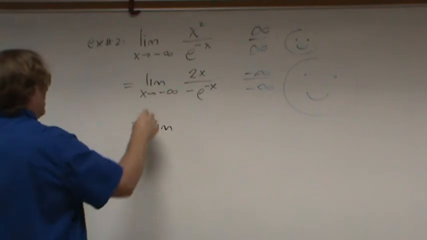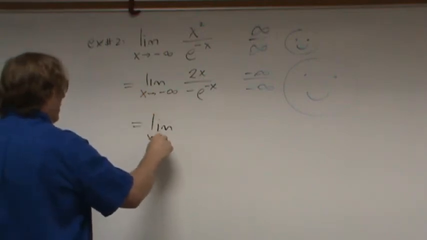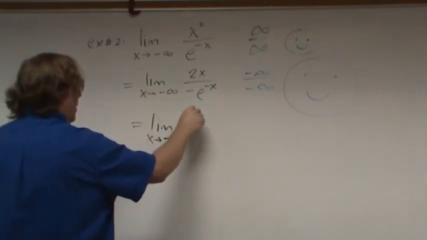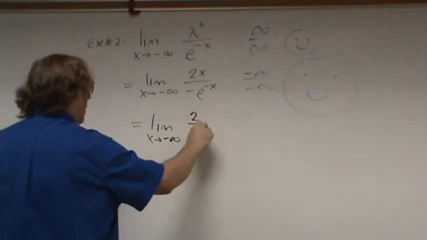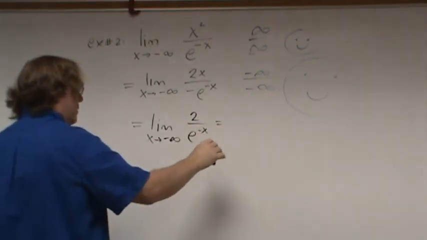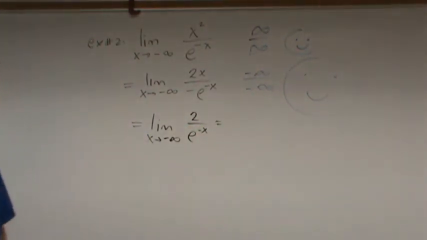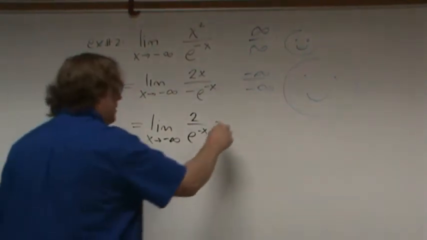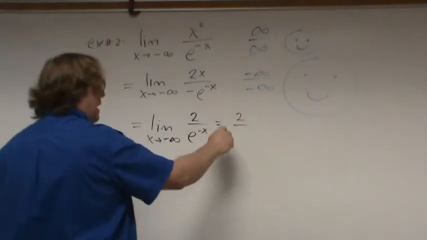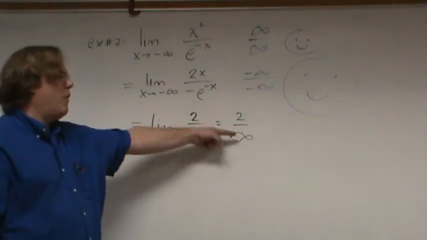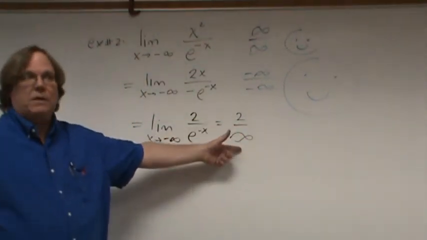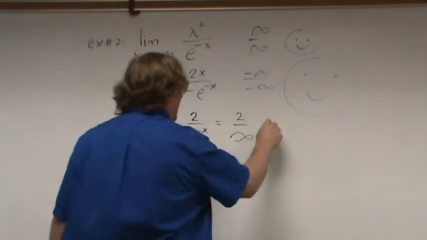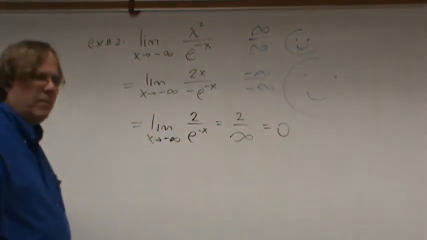I should put equal signs there. So now what are you getting as your answer? 0. Yeah, 0. Now this isn't indeterminate anymore. I got 2 over infinity, and 2 over a million, billion, trillion is approximately 0. You see? So that limit is going to be 0.